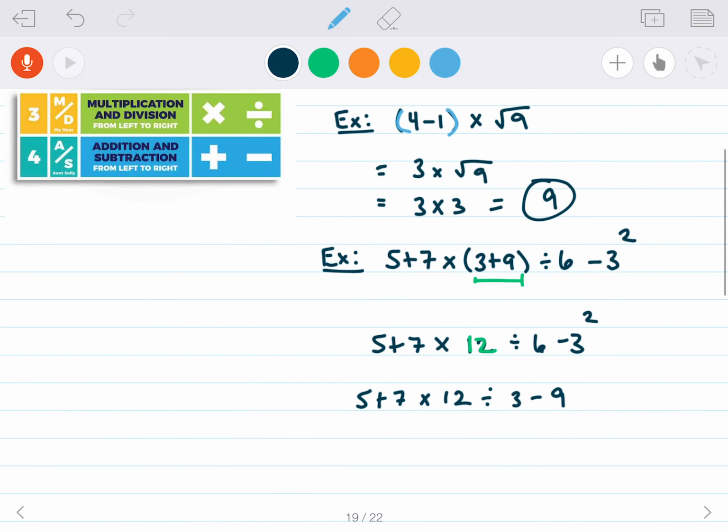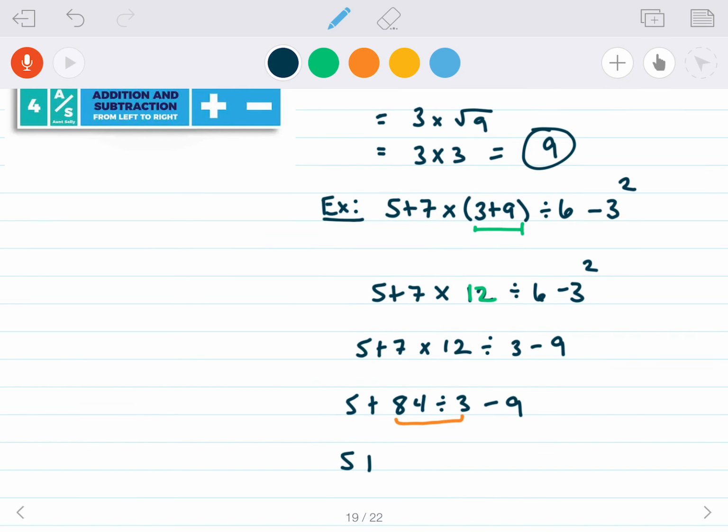Okay. Now what comes next? Multiplication comes first because we're going from left to right. Okay, so 7 times 12 is, let's see, that's 84. So we have 5 plus 84 divided by 3 minus 9. Next comes division. So 84 divided by 3 is 28. Carry it down. And then we can just go from left to right. So 28 plus 5, 33 minus 9 is 24. So that is our answer here.